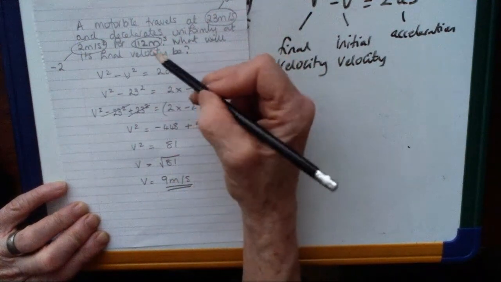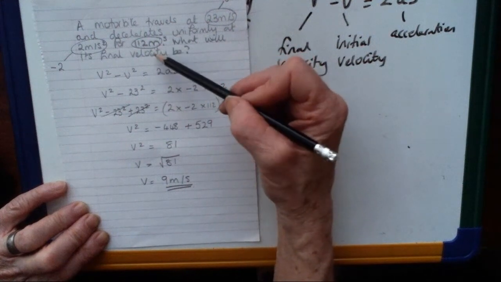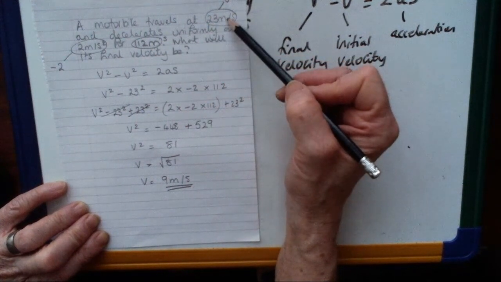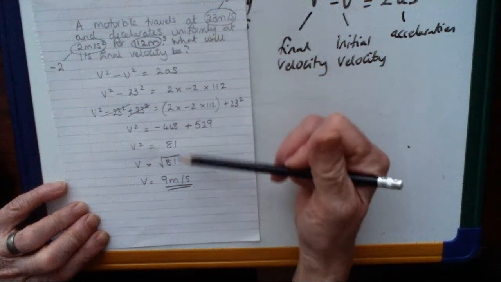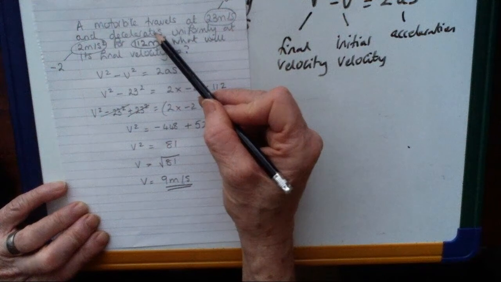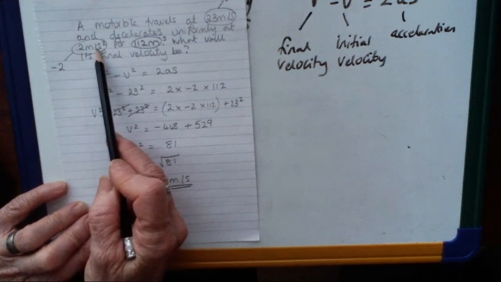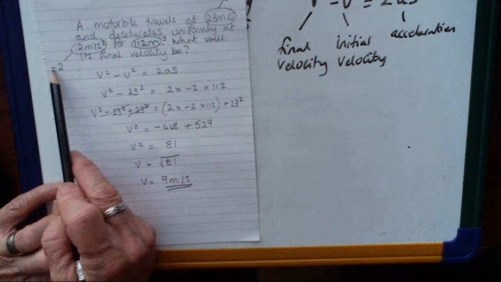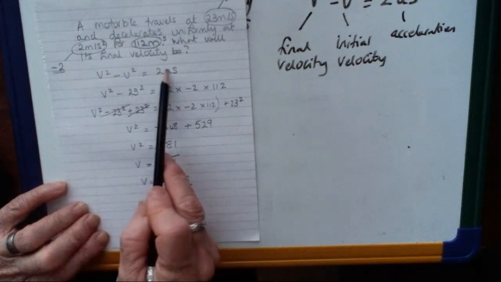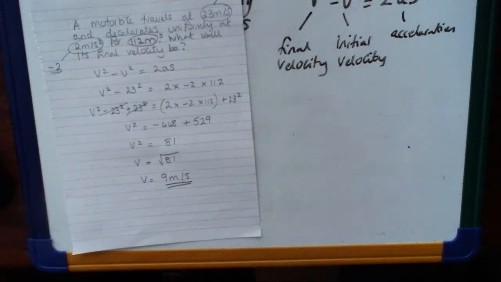That's the final velocity. And just check that it makes sense. Yes, it was travelling initially at 23 meters per second, which is obviously faster than 9 meters per second because it was decelerating. When they tell you it's decelerating, it's okay to give it as 2 meters per second squared. When you use it, then its acceleration, which is in the equation, is a negative number. Okay? Alright, hope that helps.